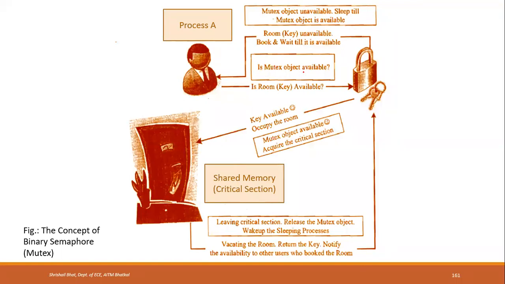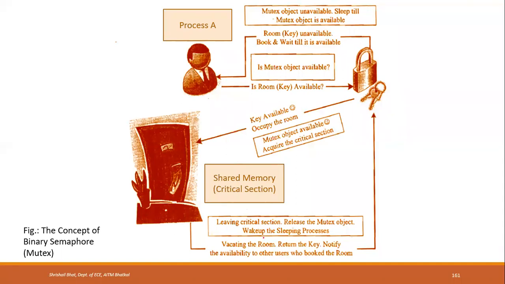Is the mutex object available? It's like checking whether the room key is available. If it is available, you occupy the room. If it is not available, you wait. Okay, you occupy the room. Here, if the mutex object is available, you acquire the critical section. This is the critical section or the shared memory.